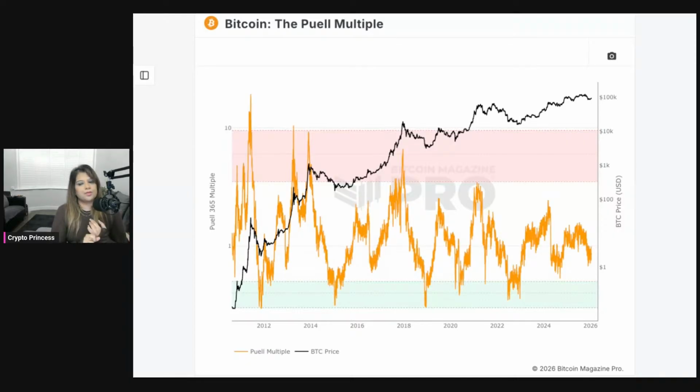Now, miners are the operational backbone of Bitcoin, and we have to take them into consideration whenever we're thinking about whether we're coming close to a bull run or close to a bottom in a bear market. Miners can be individuals or companies, but they do the same job. They run machines that secure the Bitcoin network and they produce new blocks. They literally are the backbone of the Bitcoin blockchain.